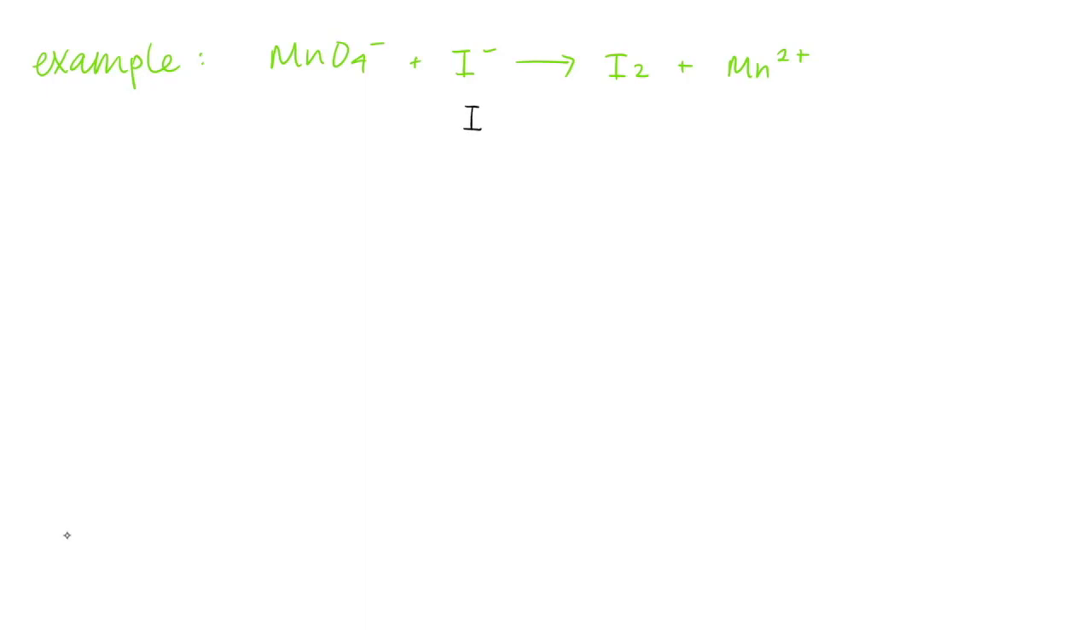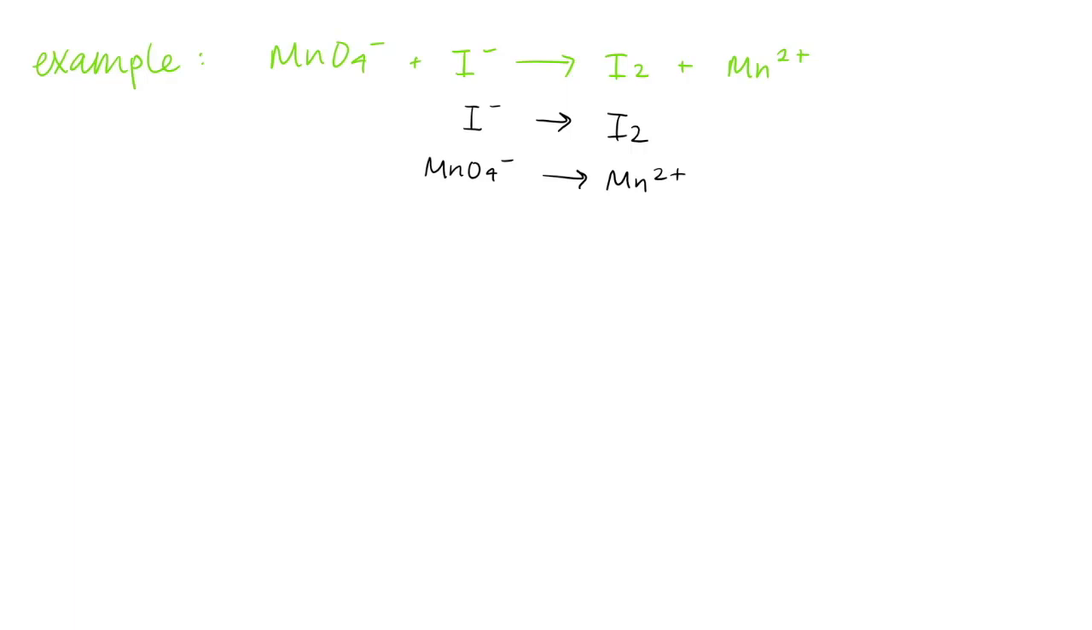So we've got our I- and I2 in one reaction, and then MnO4- and Mn2+ in our second half reaction. So now that we've written our two half reactions, we're going to start balancing, first by atom.